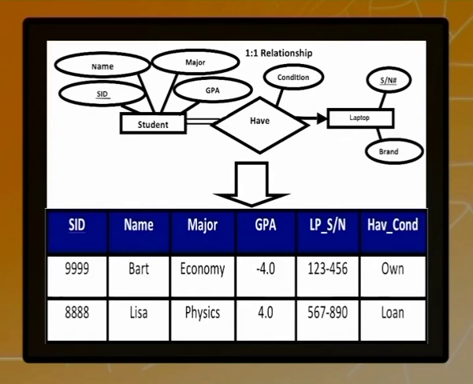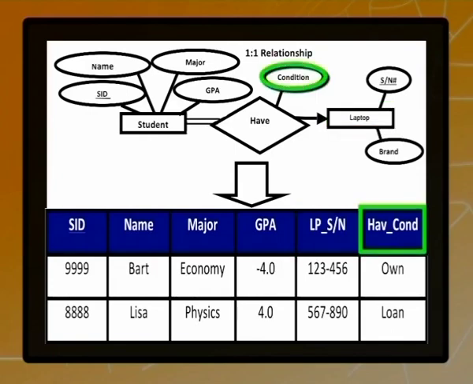For example, consider the given ER schema and corresponding relation. Here in this relation, entity type with total participation, student, is chosen and the key attribute of the other entity type, laptop, is added and chosen as foreign key.